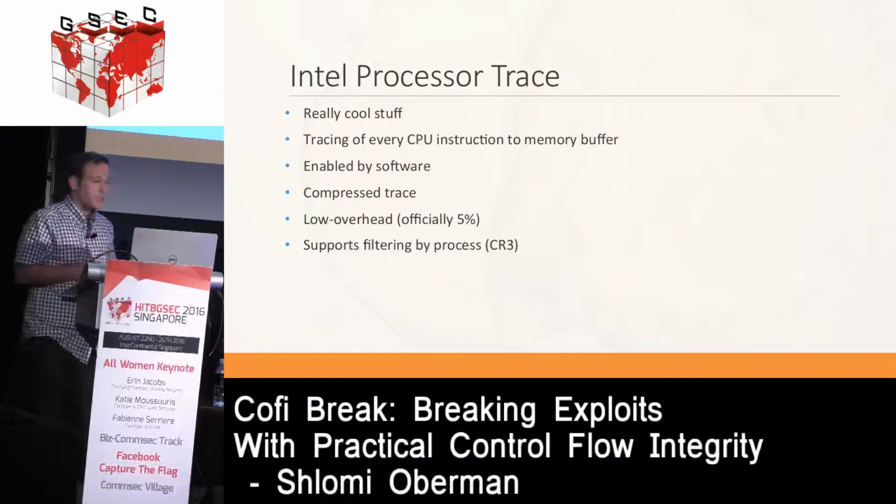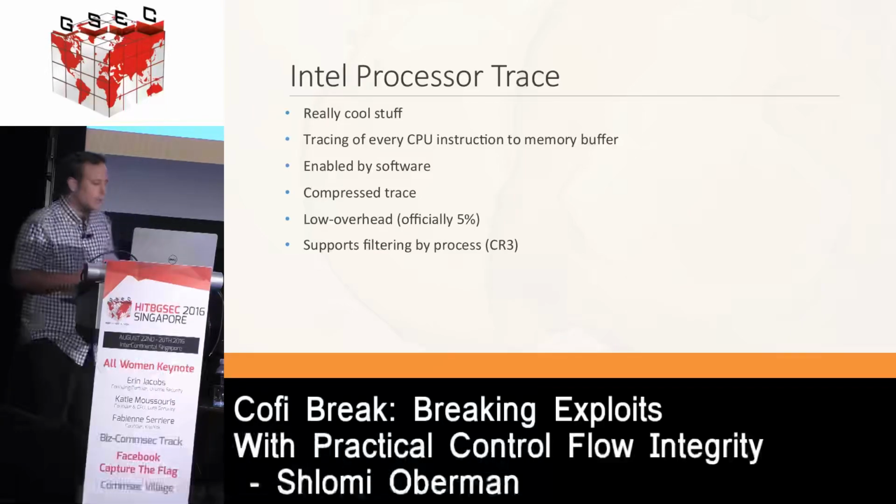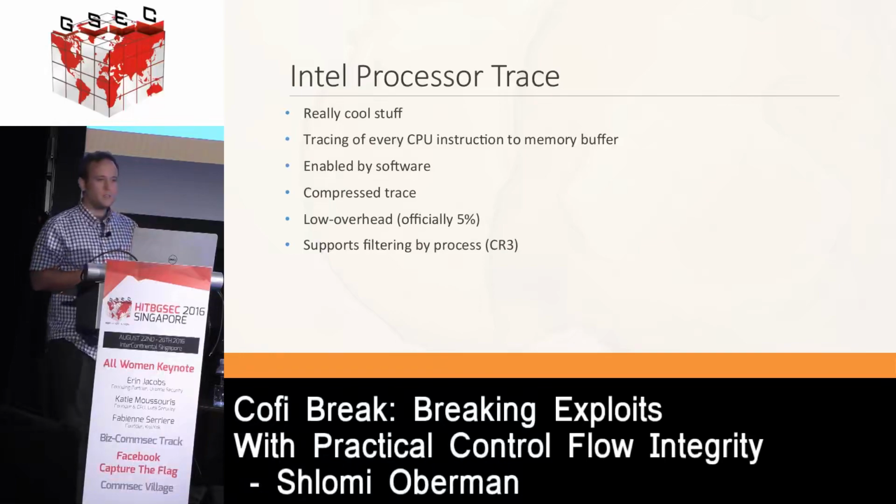Come in, Intel processor trace. Really cool feature. It traces every instruction a CPU executes in real time. It traces it to a memory buffer and can be enabled by software. A compressed trace, which means we don't have to deal with gigabytes of memory unless we have a very long trace. Low overhead. Documentation says 5% or up to 5%. In effect, it's actually quite a lot lower because applications spend a lot of time in I/O, user interaction, stuff like that. So it's actually just 5% overhead on actual CPU execution. I think this has improved with latest models of CPUs.